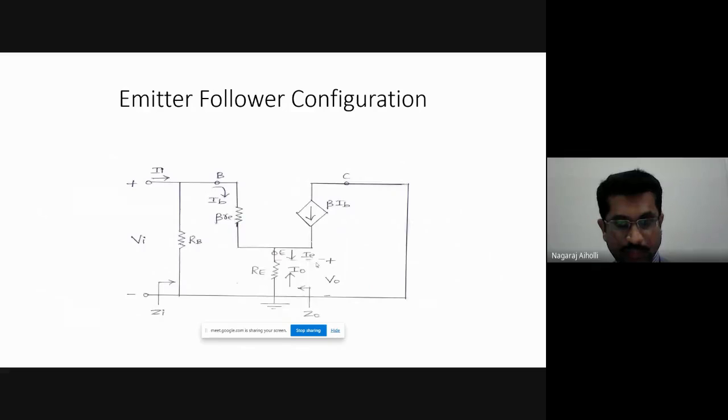It is connected between emitter and ground, the emitter resistance, capital RE. Then we have the collector current. IC is equal to beta into IB. It is common collector configuration, so IC will be beta into IB.